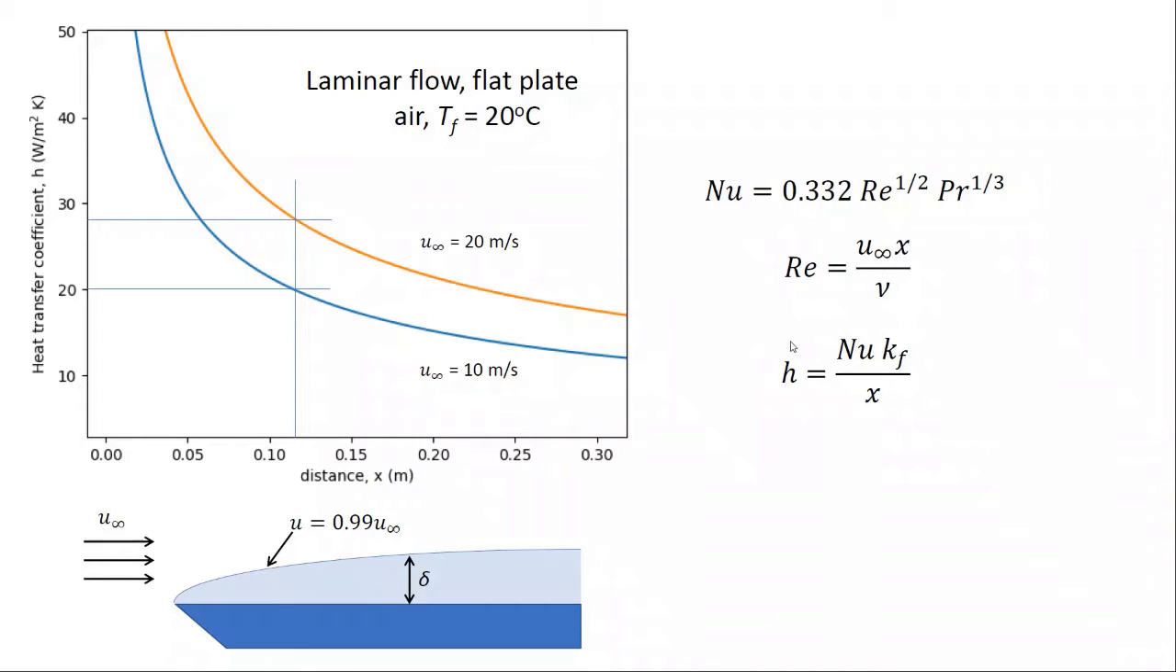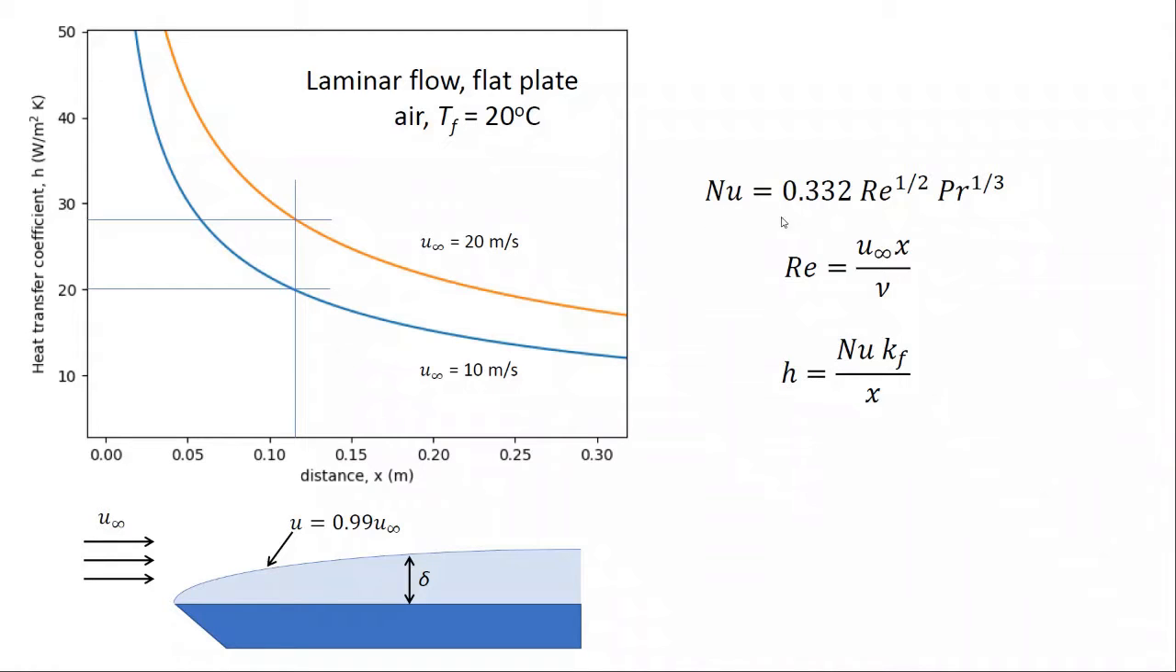But the heat transfer coefficient depends on the Nusselt number times the thermal conductivity of the fluid divided by the length scale. So in this case, h is going to be decreasing for this specific case as x to the minus 1/2 power, or 1 over x to the 1/2. So as we move away from the leading edge, we would expect the heat transfer coefficient to decrease rapidly.